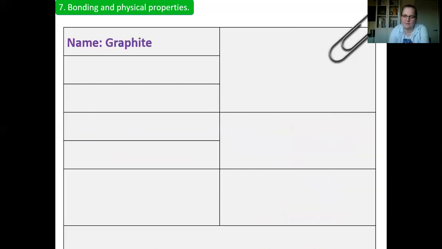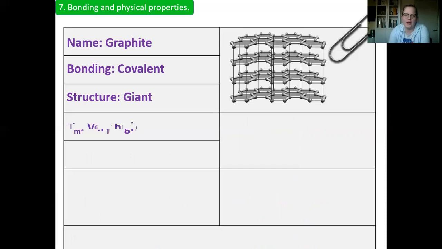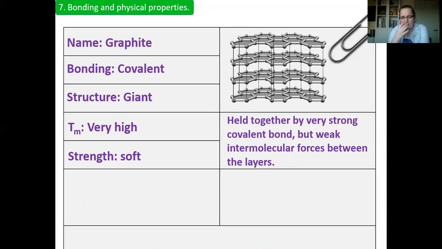Another example, which you've probably seen before, is graphite. Graphite again has covalent bonds involved. It is another giant covalent structure. It has a very high melting point, but this time it is soft. It's held together by very strong covalent bonds, but these are in layers and sheets, and each sheet is held together by weak intermolecular forces between the layers. Each carbon atom this time is bonded to 3 other carbon atoms, and it has a high melting point and is insoluble in solvents, but it is very, very soft.